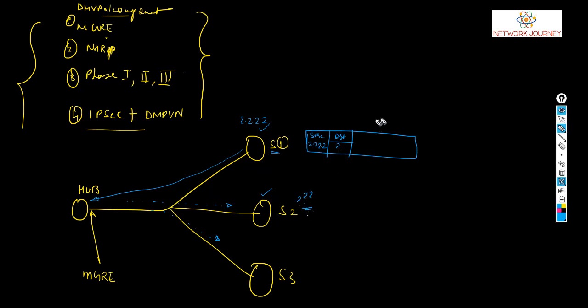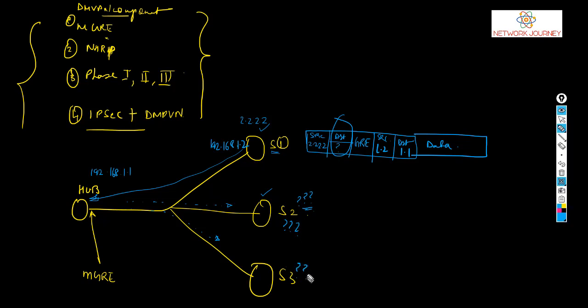Okay, what about the header? So it's a GRE header now. What about the underlay source and destination address? So let's say the underlay is made up of 192.168.1.1 and 192.168.1.2. So this becomes 1.2 and 1.1, and then you have your data packet. Now the problem is, once this packet arrives, the hub doesn't know who the destination is. The destination could be either this or this, right?